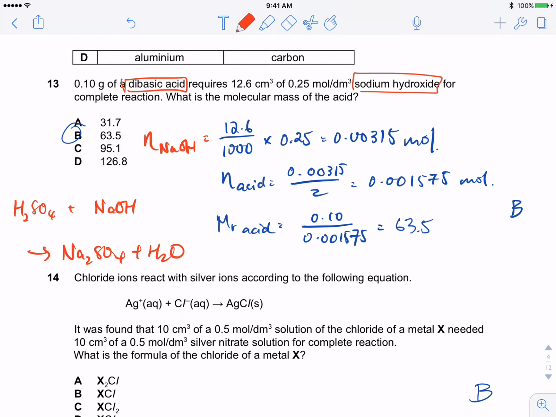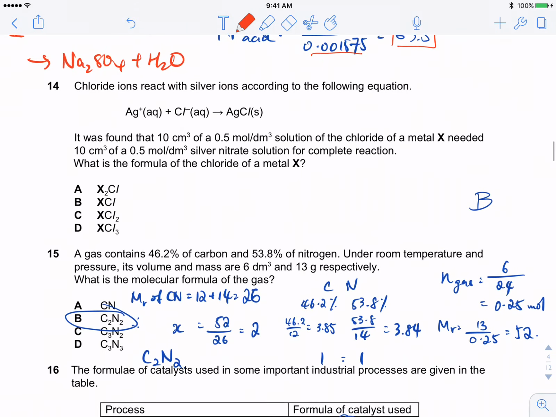Okay, how do we balance the equation? I need 2 sodium hydroxide to balance every sulfuric acid. So whenever there's a dibasic acid, I need twice the number of moles of the alkali to neutralize it. Therefore the number of moles of acid should be half of it, and you get this number. The Mr of the acid will be the mass divided by the number of moles, and we are left with 63.5.